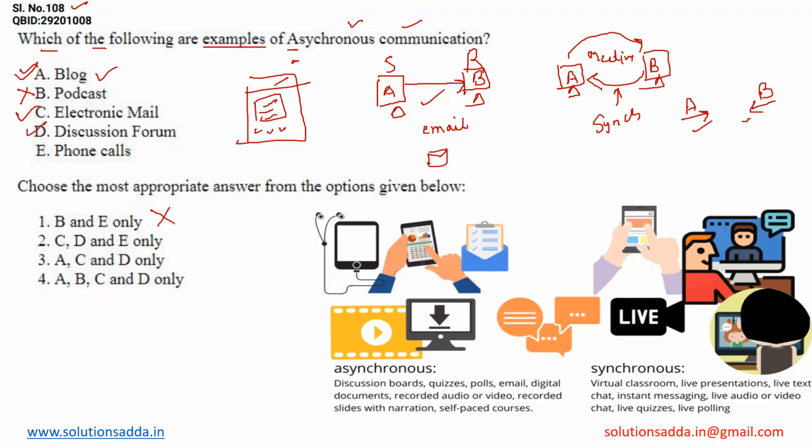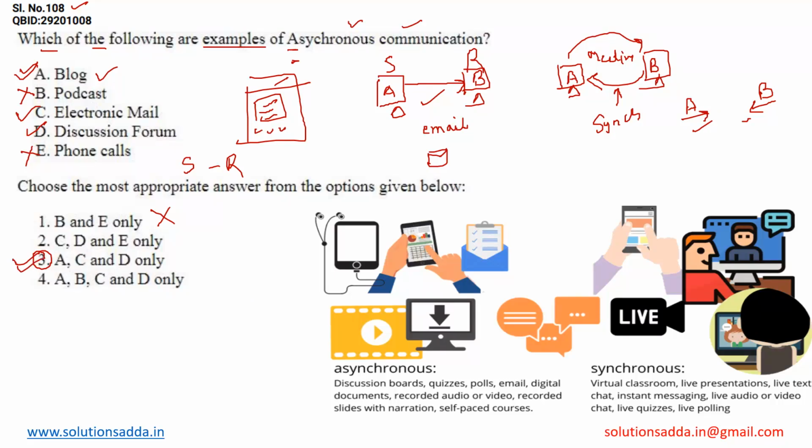Phone call. In the phone call, sender and receiver both have to be active. So phone call is not an example of asynchronous communication. We can exclude that. So A, C, D. So here in the option number 3rd, A, C, D is there. So the correct option for this question will be A, C, D.